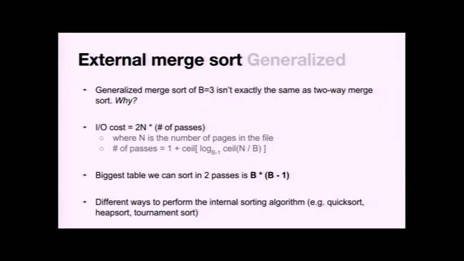So in 2 passes, in this case, the largest file we can sort is b times b minus 1. B pages for the 0th pass, b minus 1 runs merged for the 2nd pass. And in our 0th pass, there are many different ways to perform internal sorting. For example, quick sort, heap sort, or even tournament sort, which you saw briefly in lecture.